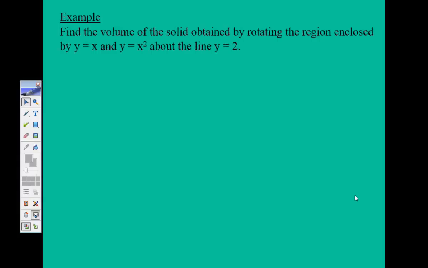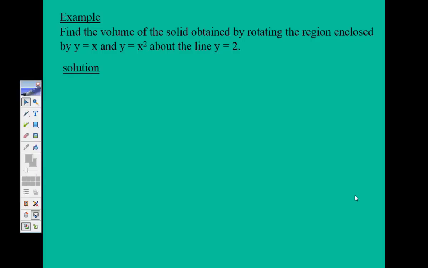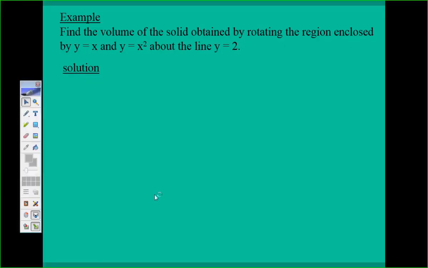Find the volume of the solid obtained by rotating the region enclosed by y equals x and y equals x squared about the line y equals 2. When we are doing a problem where we're not rotating around the x-axis or the y-axis, if we draw the graph first and where the axis of rotation is, we can reason through the problem much easier. So let's draw our graph first of all.